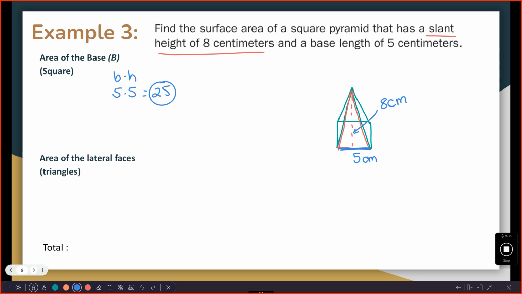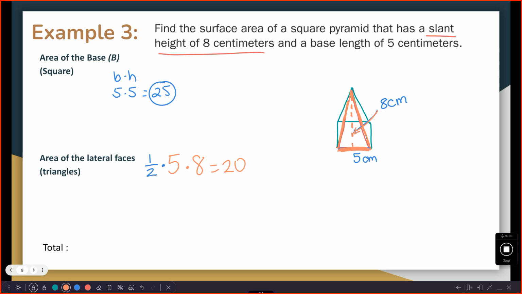And then we're going to find the area of the lateral faces. When I say the lateral faces, we're talking about the triangular faces. So here's the triangle I'm talking about. The base of the triangle, which is here, is 5 centimeters. And the slant height is this here, which we identified already as 8 centimeters. So we're doing 1/2 times 5 times 8, and that'll get you 20.